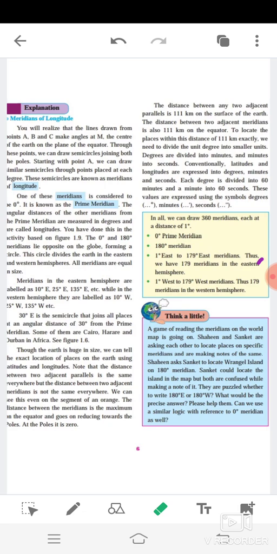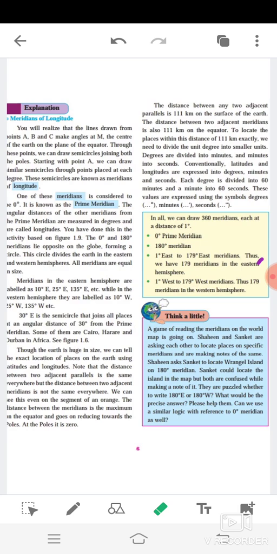Degrees are divided into minutes, and minutes into seconds, conventionally. Latitude and longitude are expressed in degrees, minutes and seconds. Each degree is divided into 60 minutes and each minute into 60 seconds. These values are expressed using symbols.